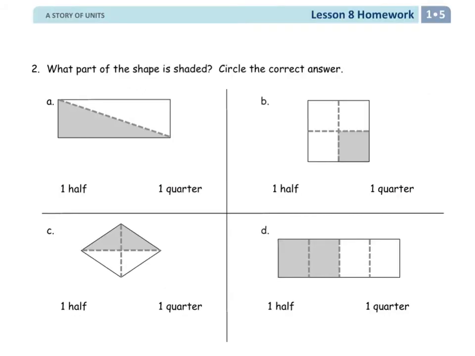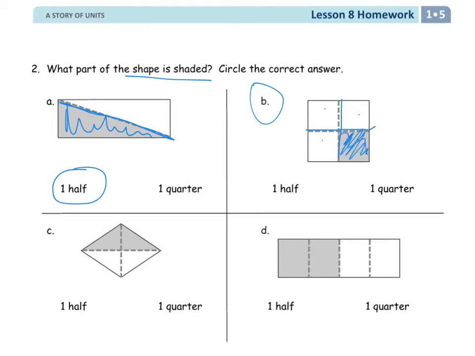Page 2. On page 2, they're asking what part of the shape is shaded. Circle the correct answer. So for A, we have a line here breaking it into halves, and we have one of those halves shaded, so 1/2. If we look at the next part, part B, we have a square that's broken into 1, 2, 3, 4 parts, so quarters, and one of the quarters is shaded, so we have 1/4 that is shaded.